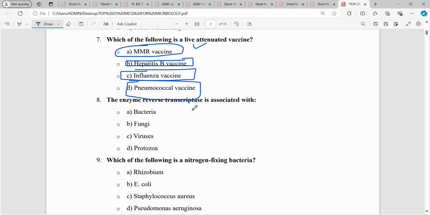The enzyme reverse transcriptase is associated with viruses. Bacteria are associated with a lot of other targets like DNA gyrase. Fungi are associated with mycolic acid and squalene epoxidase. Protozoa are associated with heme polymerase, but viruses are affected by reverse transcriptase. That is why most antiviral drugs are nucleoside reverse transcriptase inhibitors like acyclovir, ganciclovir, valacyclovir, famciclovir, penciclovir, or non-nucleoside reverse transcriptase inhibitors like loviride and delavirdine.